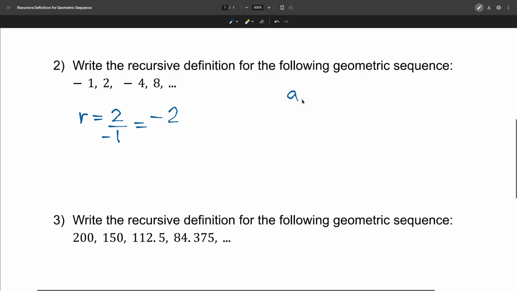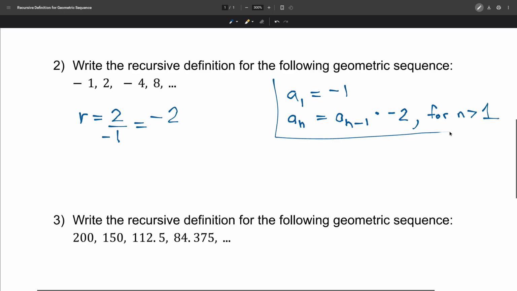A sub 1 is our first term. That's negative 1. And then we want to write the recursive formula, a sub n equals a sub n minus 1 times our common ratio, negative 2, and that's for when n is greater than 1. Okay, so that's our recursive definition for problem 2.